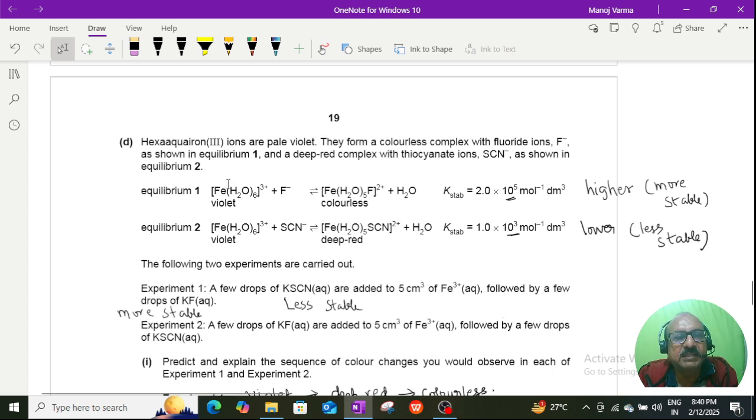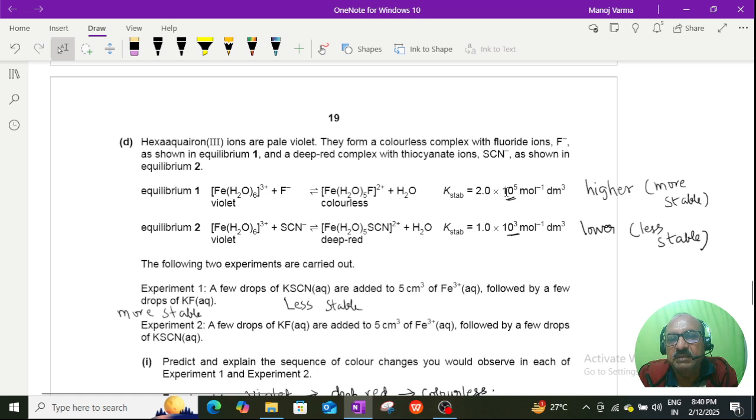Hope you understood this. Let's go on to the next question, which is based on transition elements and the stability of the complexes. So hexaaqua iron(III) ions are pale violet. They form a colorless complex with the fluoride ions. So when the fluoride ions get added, it forms a colorless complex, and a deep red complex is formed with the thiocyanate ions, which is equilibrium 2. And they have given the stability values for both the reactions. As you can see, this is 2 times 10 raised to 5. This is 1 times 10 raised to 3.